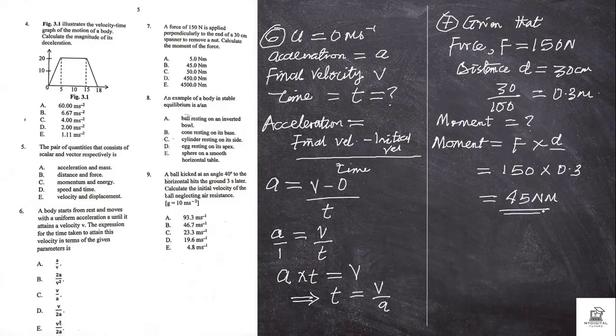So option A, 5 Newton meter. Option B, 45 Newton meter. Option C, 50. Option D, 450. Option E, 4,500 Newton meter. So I hope this is understood. Don't forget the formula for moment, because this question can be turned, maybe you'll be asked to find force or you'll be asked to find D, as the case may be. So let's quickly move to question 8.